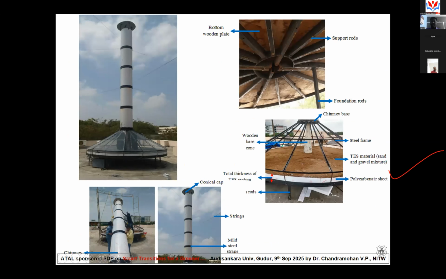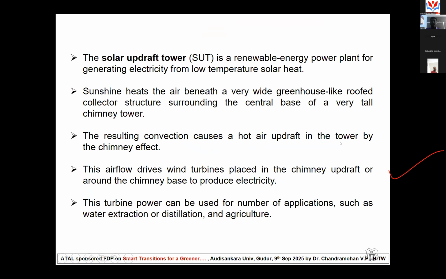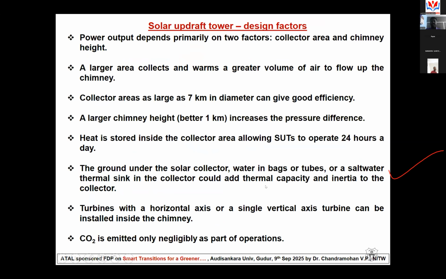Instead of sand and gravel, you can provide some water tubes also. If the solar air collector diameter is almost 7 kilometers, then we need to lay a lot of water pipes. Then it is sometimes tough to get that much water, so the plant must be kept near seashore areas or river shore areas. Then we can get a frequent supply of water and the water can be circulated. I noticed one study with water bags or tubes inside, and one study with salt water, where the plant is kept near the seashore and they use the salt water.